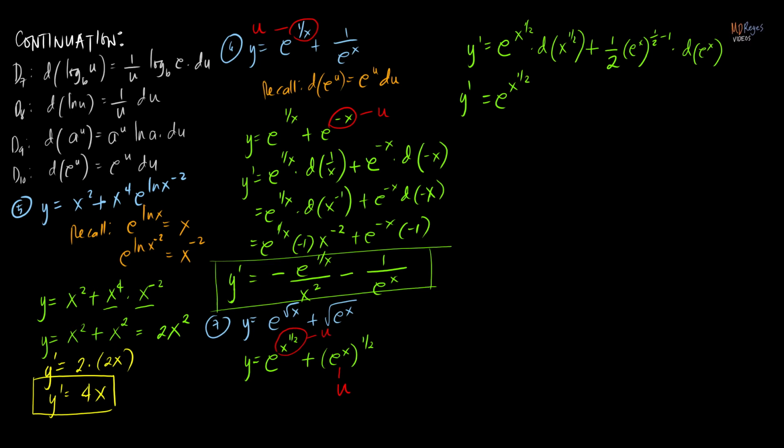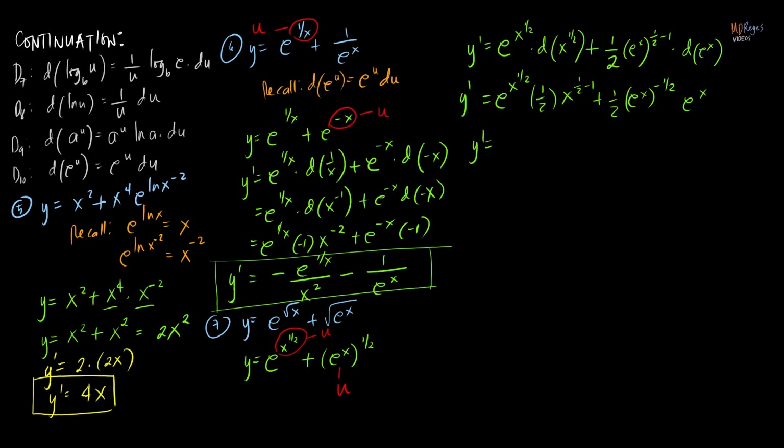So y prime is e raised to x raised to 1/2. The derivative of x raised to 1/2 using the power rule is 1/2 times x raised to 1/2 minus 1, plus 1/2 times e to the x. 1/2 minus 1 is negative 1/2. The derivative of e to the x is just simply e to the x, using the formula for the derivative of e to the u, where du here would just be equal to 1 because the exponent is just x. If you differentiate x with respect to x, you simply get 1. So the derivative of e to the x is just e to the x itself.